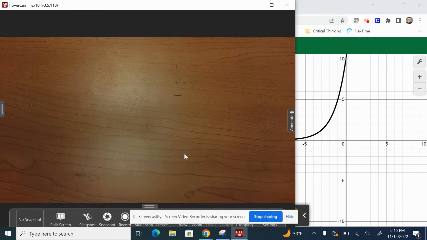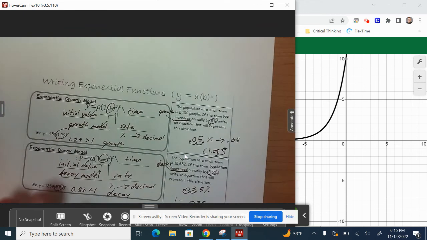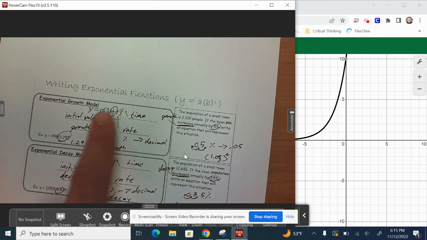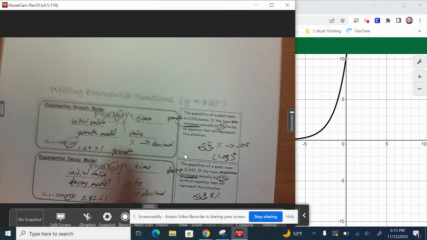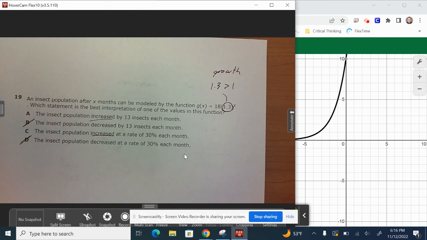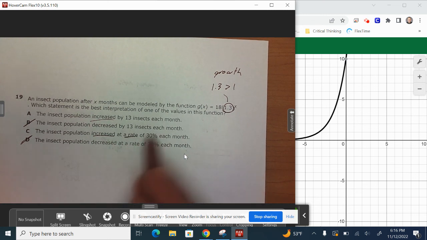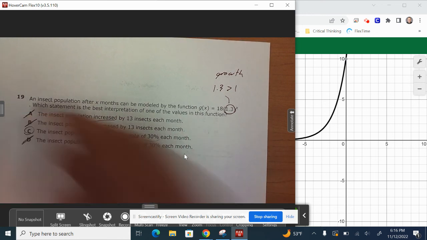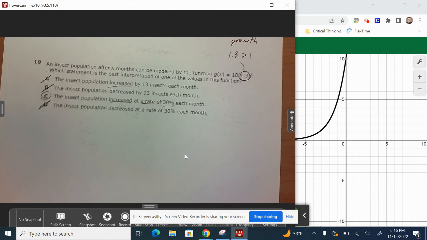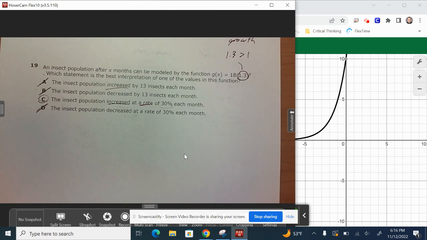Well, if I go back to my models, flip it over real quick. You don't have to. With growth model, what I'm adding is the rate, and that's always the percentage. So knowing that, the insect population increased by 13 insects. The insect population increased at a rate. Ooh, there's that word rate of 30%. Well, I know that's what got added to 1, so that's my answer. All right, so we didn't have to do a whole lot. We just took what we knew about growth and decay.